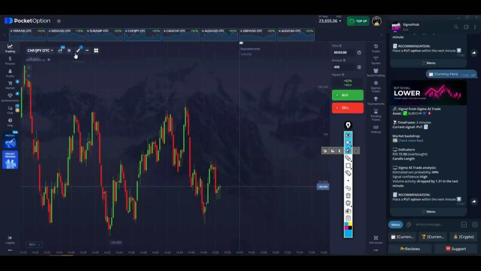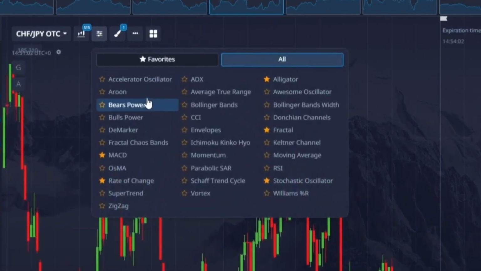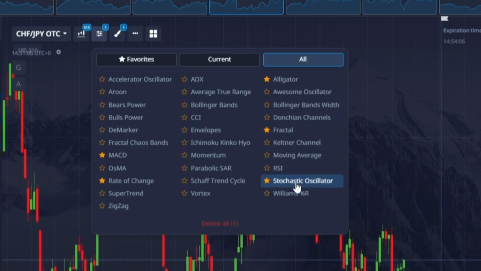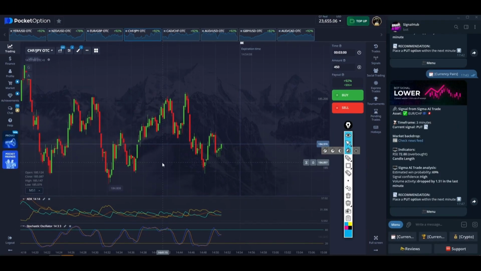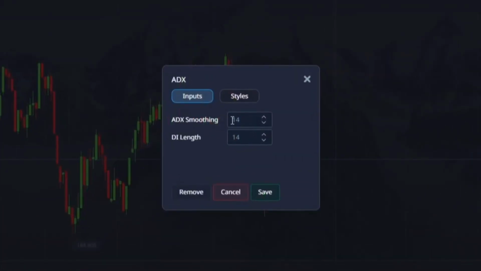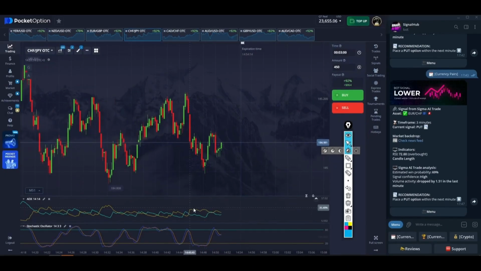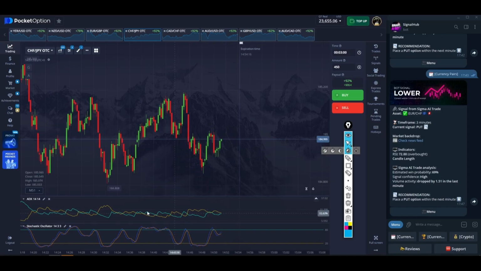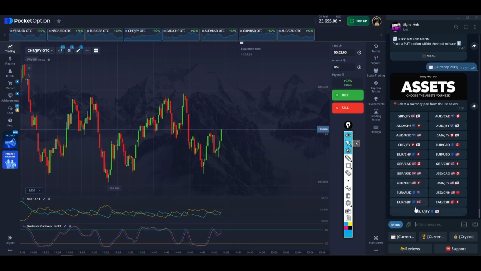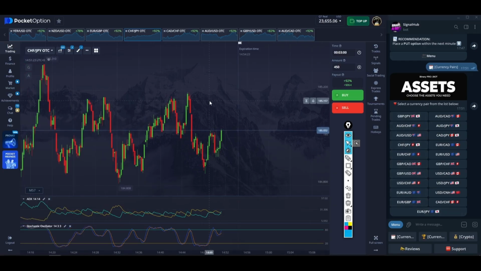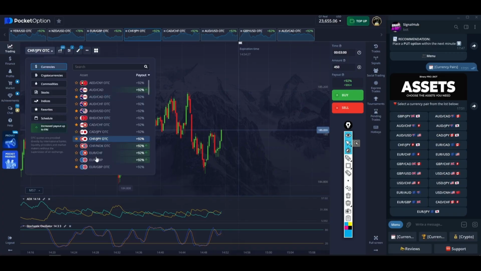Before we jump into trading, let's get the indicators set up. Head over to the Indicators tab. Today, I'll be using ADX and the Stochastic oscillator. For ADX, I'll go into the Style section and remove the extra line, so I'm left with just the moving average crossovers. That way, they'll help confirm my entry points. As for Stochastic, I'll keep it on the standard settings. No changes needed there. With that done, everything's ready. Let's move on to trading and pick a currency pair.